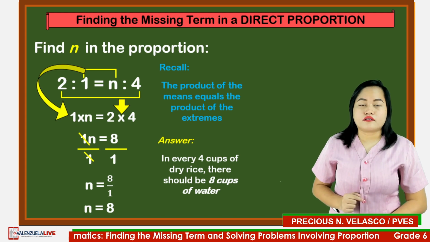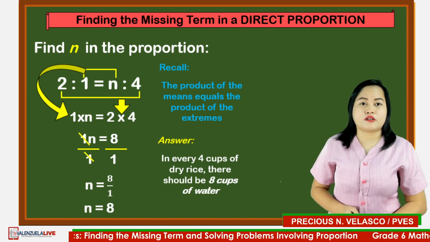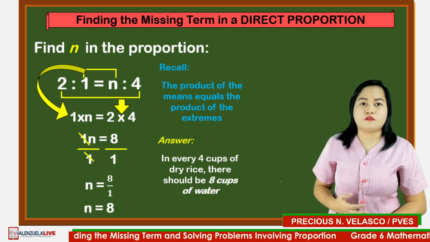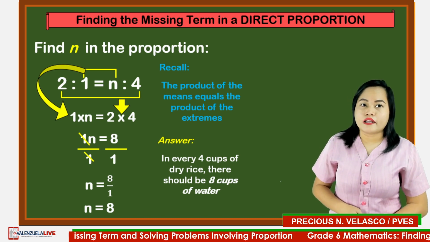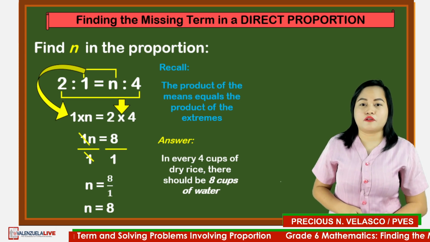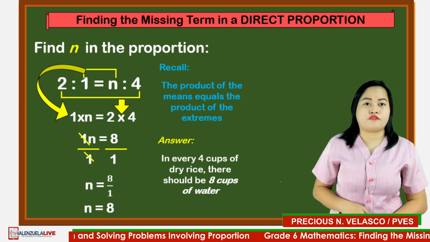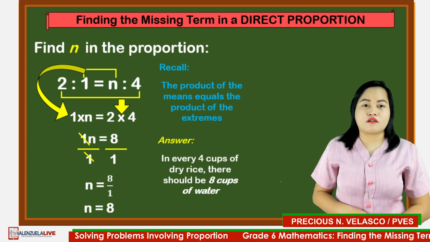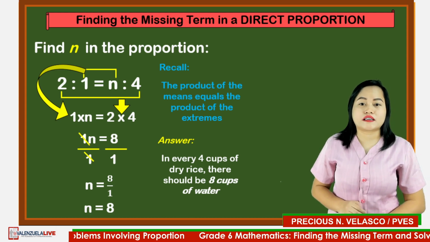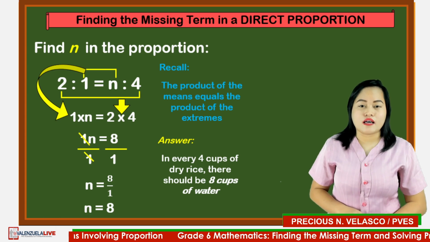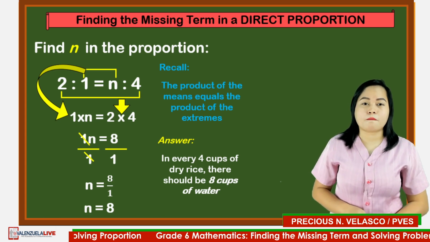And in direct proportion, we are going to remember that the product of the means is equal to the product of the extremes. So if we substitute the value of N, which is 8, we have 2 times 4 for the extremes, which is 8, and then 1 times 8 for the means, which is equivalent to 8.